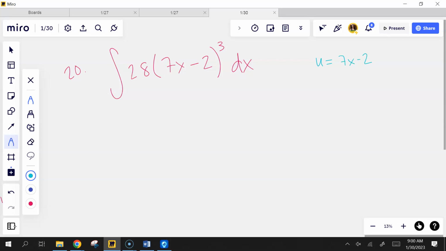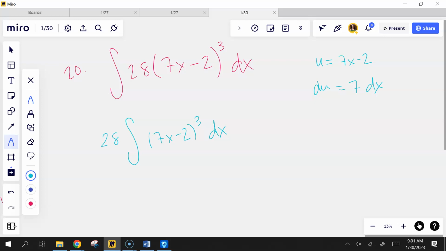Not always, no. But a lot of times, yes. What would du be? 7dx. So here's how my brain works with this. My brain goes, I don't want that 28. It's interfering with what I'm doing. I'm just going to rewrite this as 28 times the integral of 7x minus 2 cubed dx.